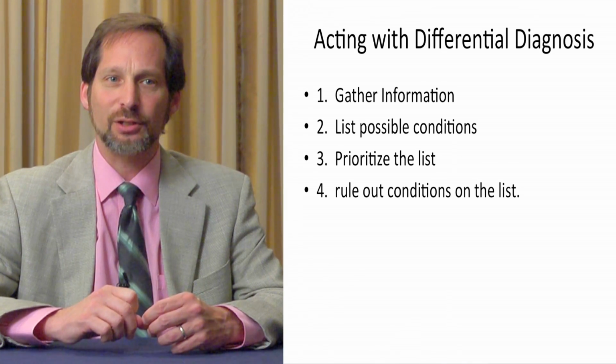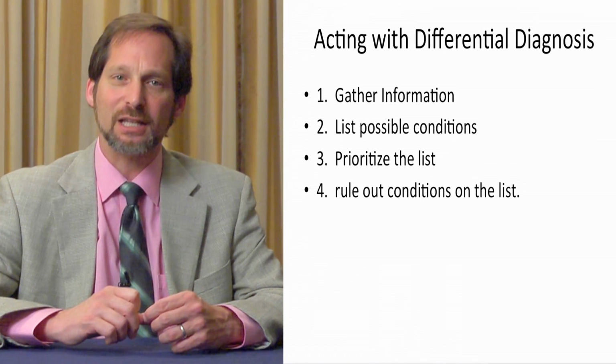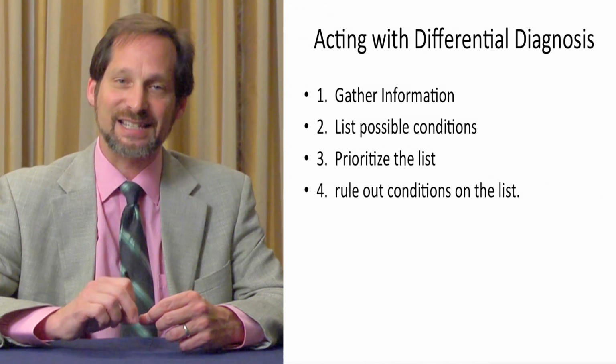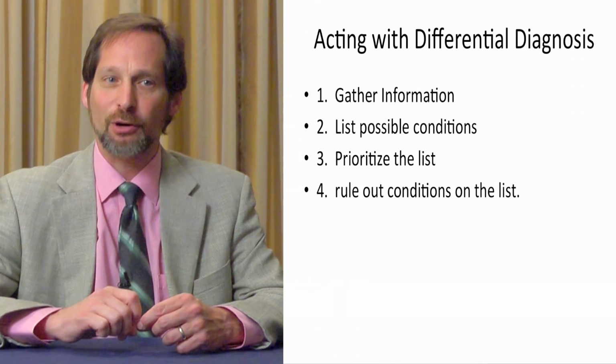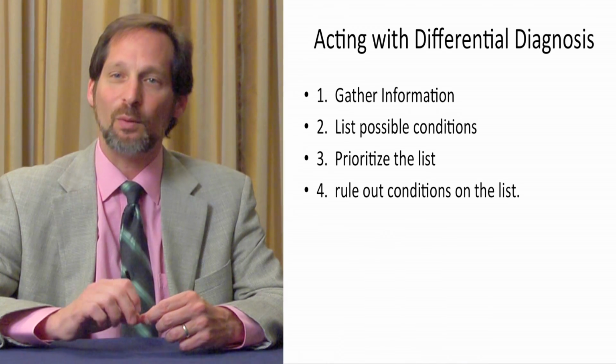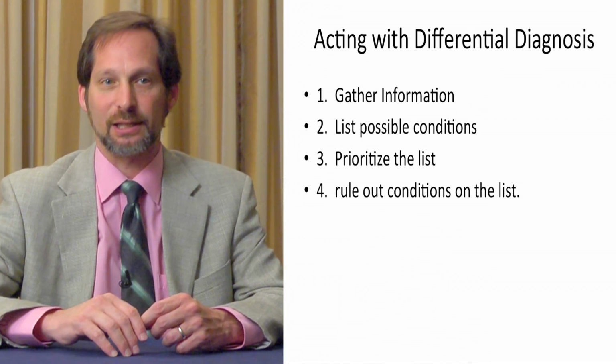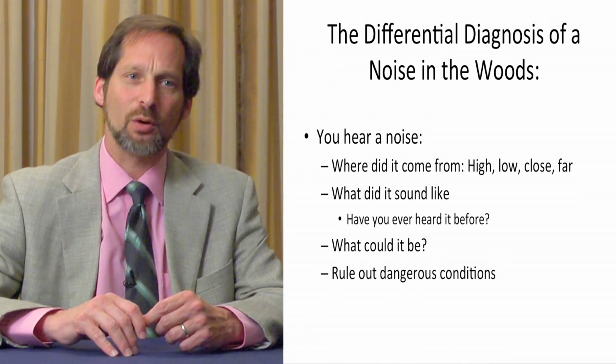Once they've got the information, they need to think of the possible conditions that could cause those symptoms. That's the second thing. The third thing is to prioritize that list. And once they've got those priorities, they move on to step 4, which is ruling out the conditions on that list. So how would this work in the real world?